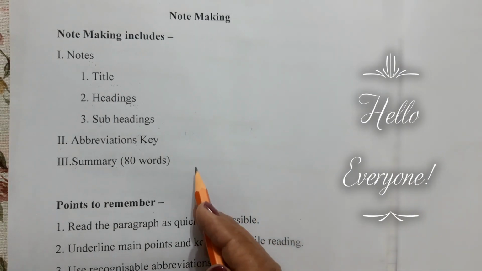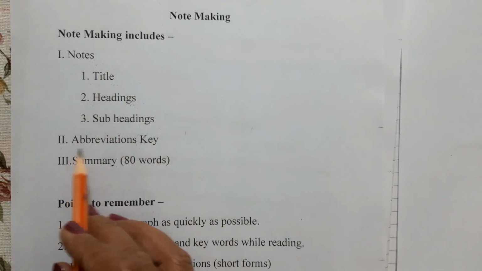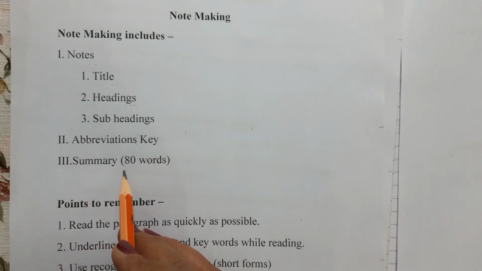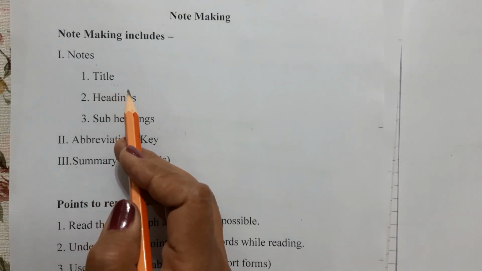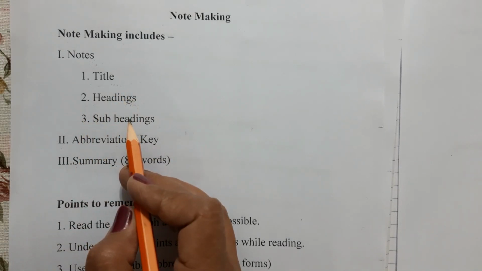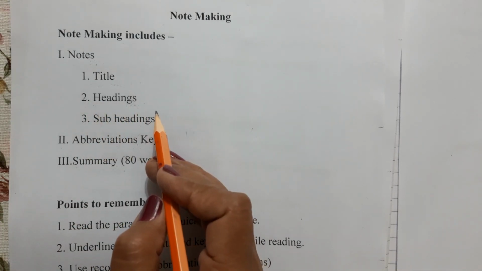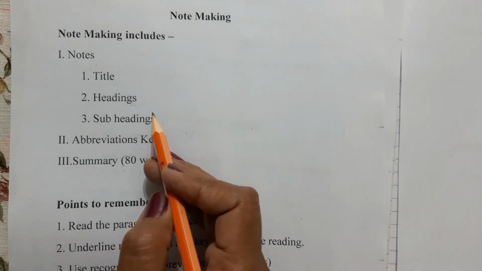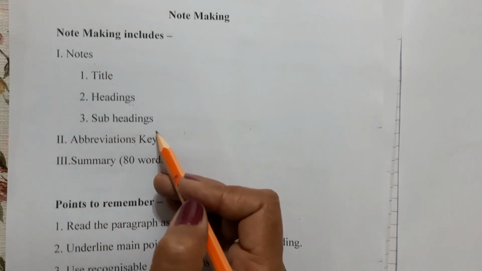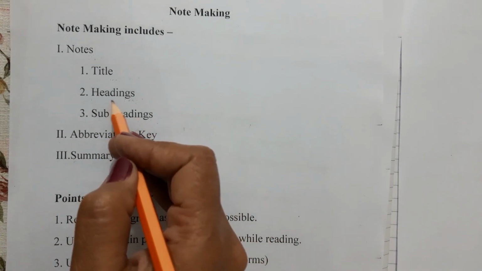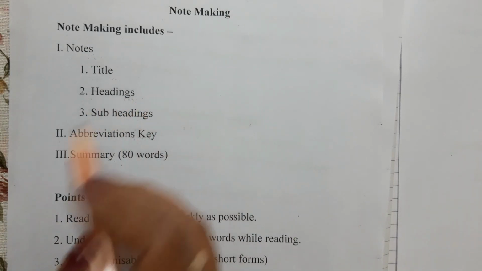Hello everyone. Today let us learn how to do note making. Note making includes notes, abbreviations key and summary. Under notes, we have to give the most suitable title to the whole passage, and we write headings according to important paragraphs. If some paragraph is less important or it covers the same points, we can merge it into a longer paragraph, and then we write down the points which are included, which are a part of the heading.